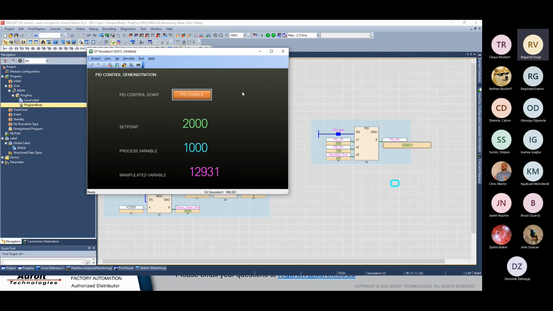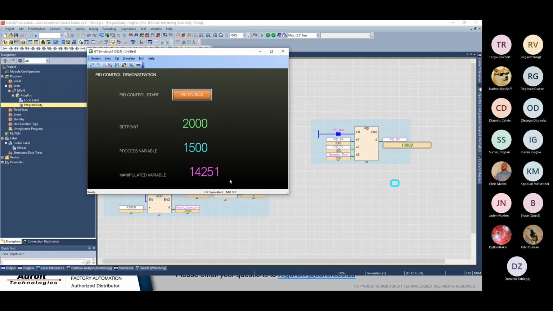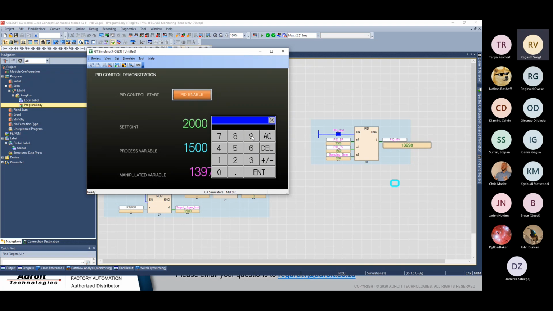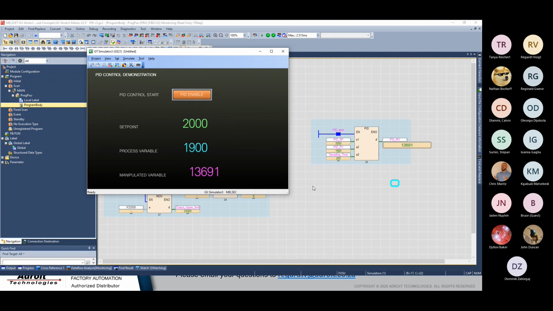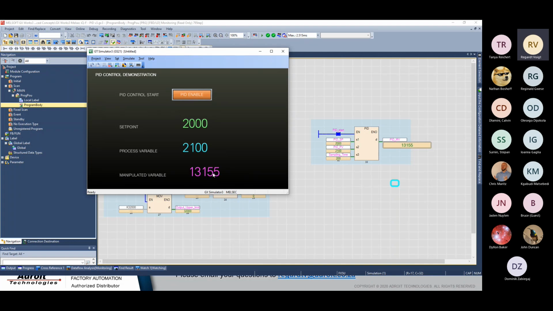So if we now gradually change this value, let's say we change it to 1,500, we'll see that the rate of change of these variables will change dramatically. And let's see here. Okay, now it's dropping again. I'm just going to make it 21.